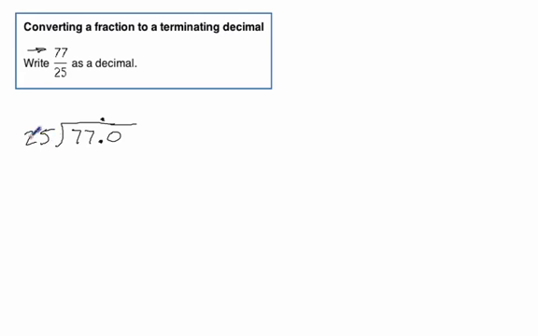But in this case, 25 will go into 77. It'll go 3 times, and that gives us 75. We subtract and get a 2. Then we can bring down that 0. And notice in this case, 25 won't go into 20. So it won't go at all, 0 times. So that's a legitimate answer. 0 is a number just like all others.